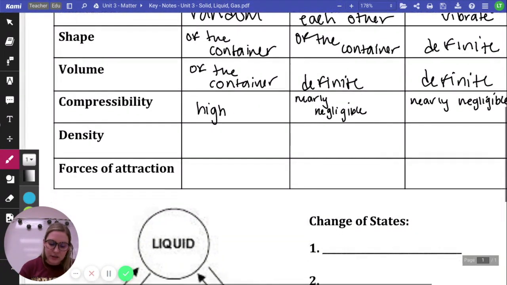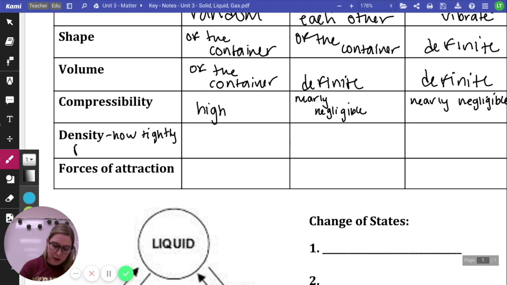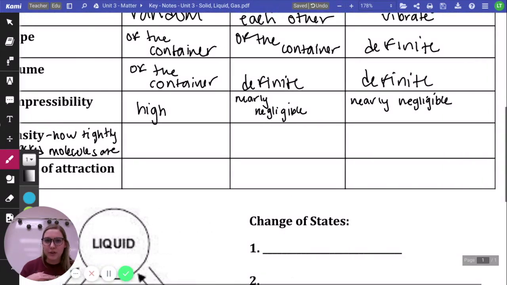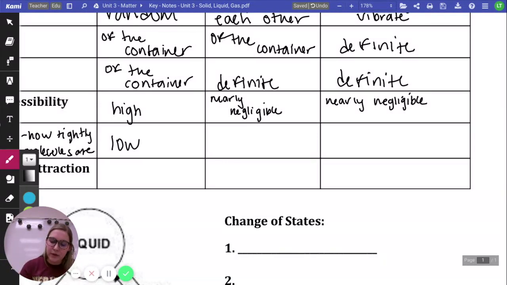And next we have density, which is how tightly packed the molecules are. And guys, density is mass divided by volume. For gases, I'm sure you can figure this out, their molecules are very far and very spread apart, so they are going to have a really low density. Liquids are somewhere in the middle, so they have a medium density for the most part. And solids, since they're really tightly packed, are going to have a very high density.